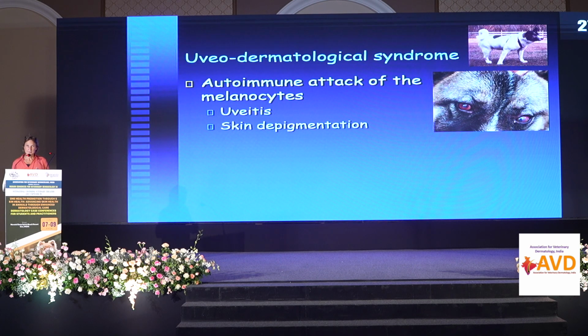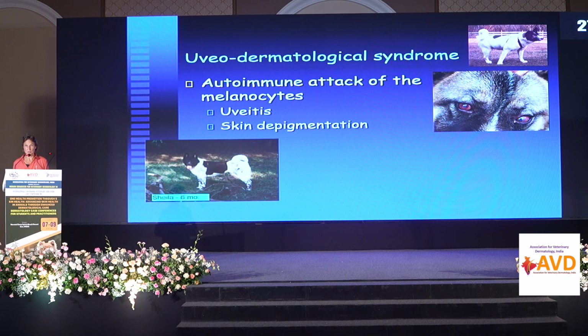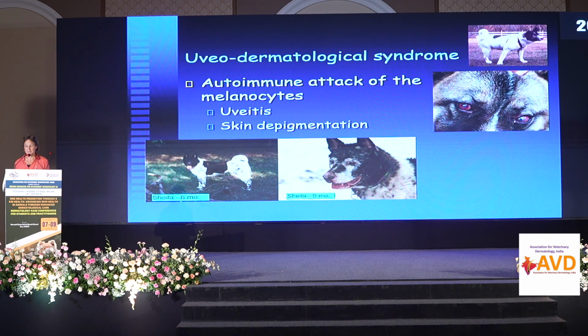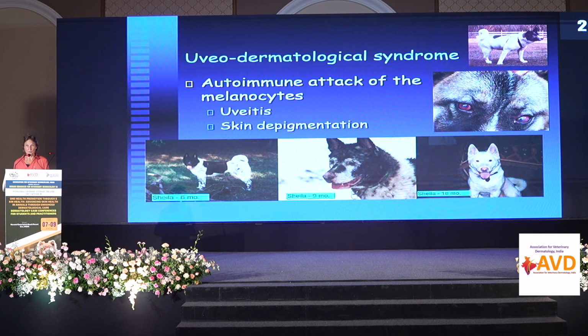Now, a different situation is uveodermatologic syndrome. This also is an autoimmune attack on the melanocytes. These animals, however, develop uveitis as well as skin disease, skin depigmentation. So it's also a progressive disease. Dogs will depigment starting at a very young age, progressively. Some of them become completely white at a very young age.